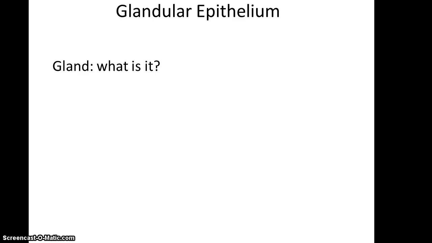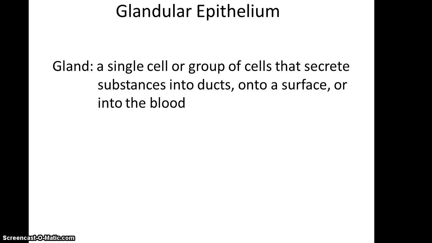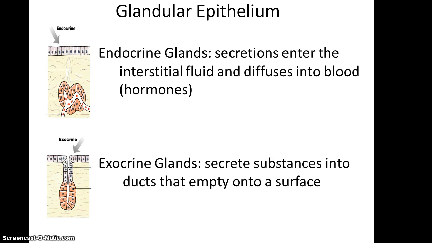Epithelium is also found in glands, and it is in the glands that they function in more alternative forms of secretions beyond mucus production. So a gland can be a single cell or a group of cells that secrete substances into ducts, onto a surface, or into the blood. So there are endocrine glands. These produce secretions that will enter the interstitial fluid, the fluid surrounding them, and then diffuse into the bloodstream. The most common example of this is hormones.